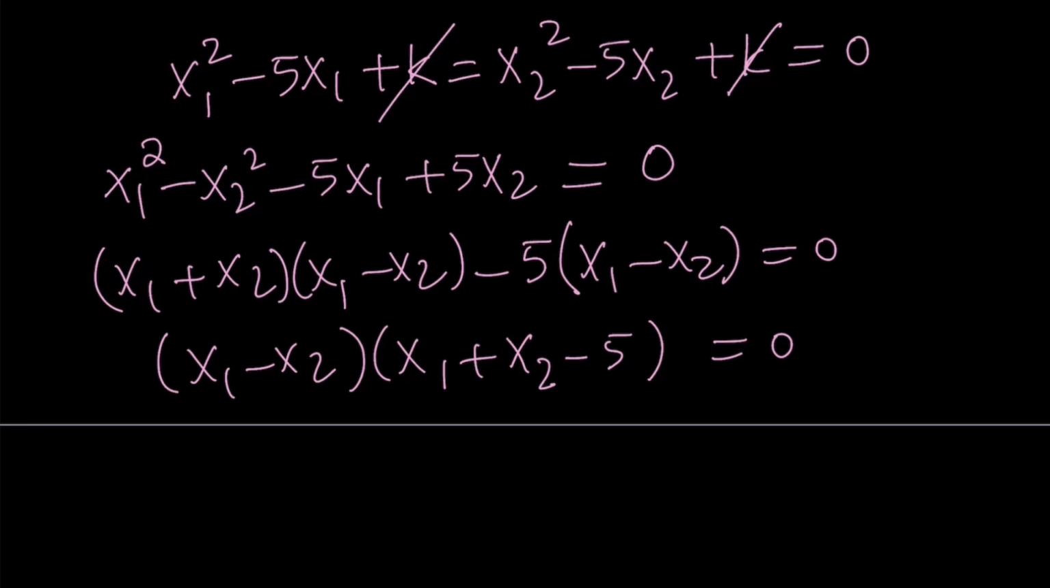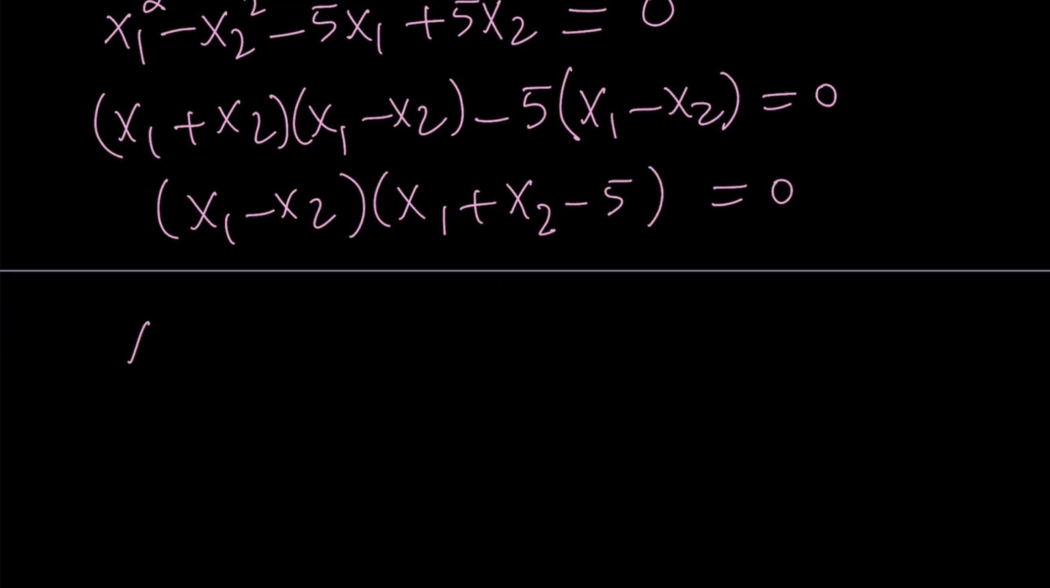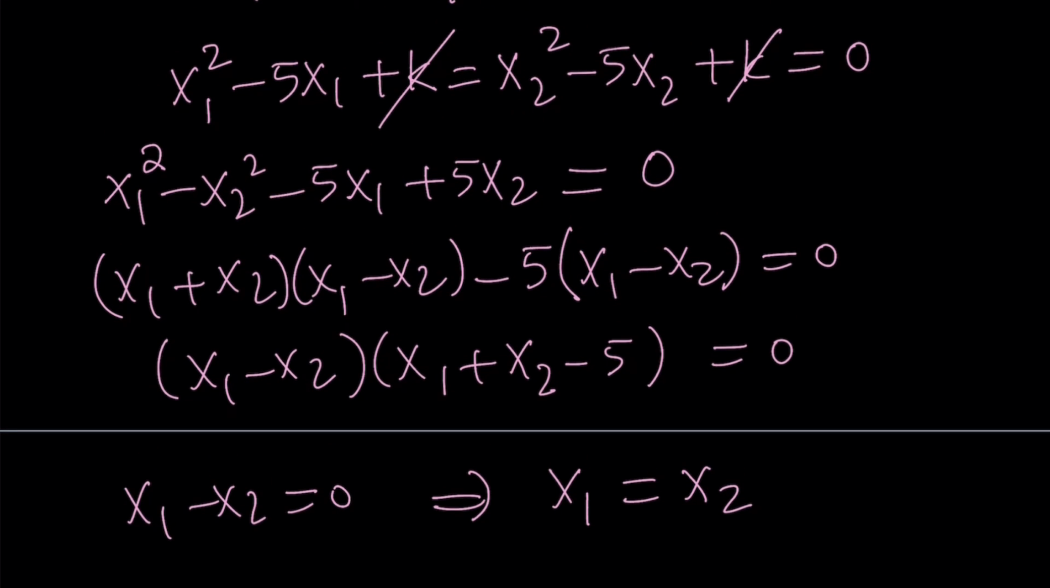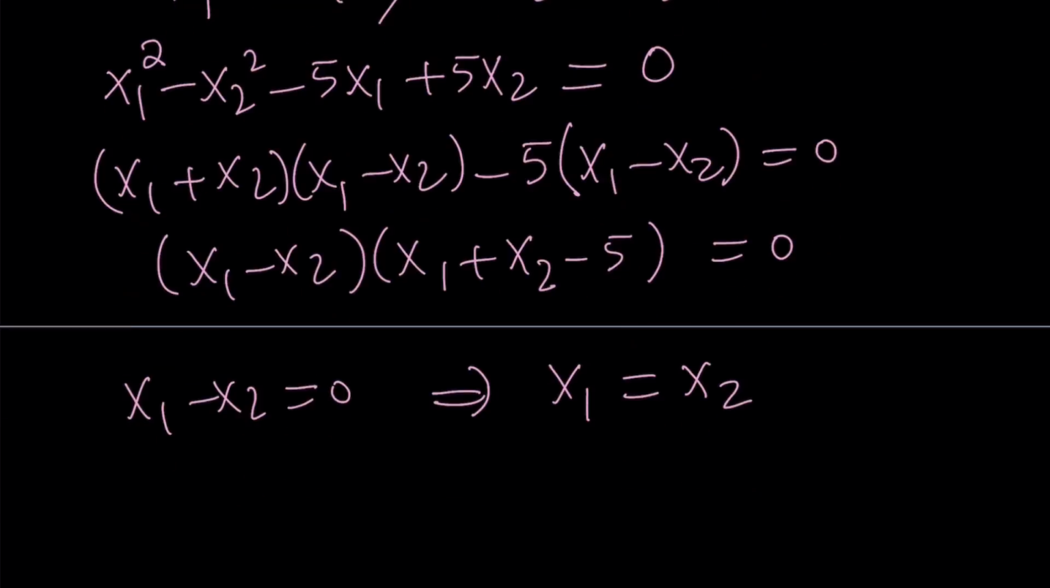So from here we get two results. One of them is x1 minus x2 equals 0, which implies that x1 equals x2. Great. So here's the thing. If that's the case, we have to go back and check our work. Is this always true? Because it may not be. So let's go ahead and plug it in.